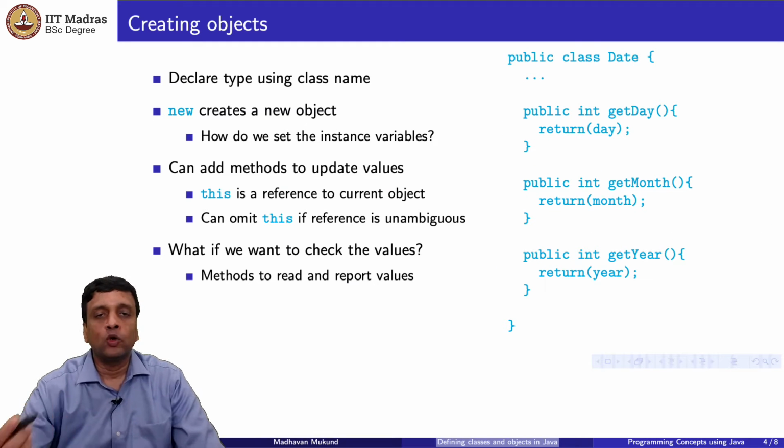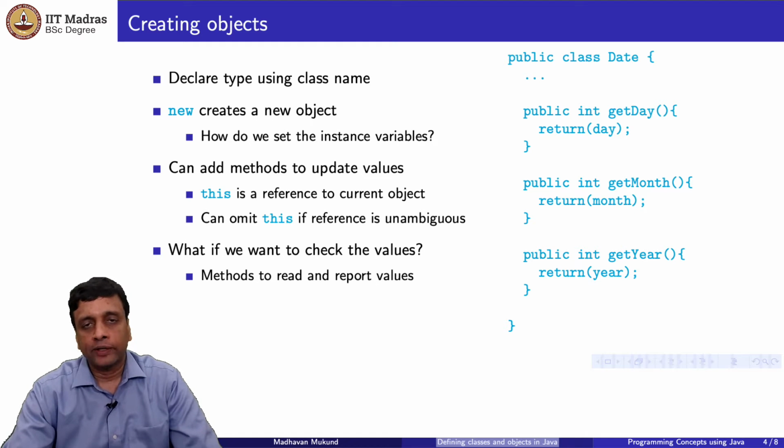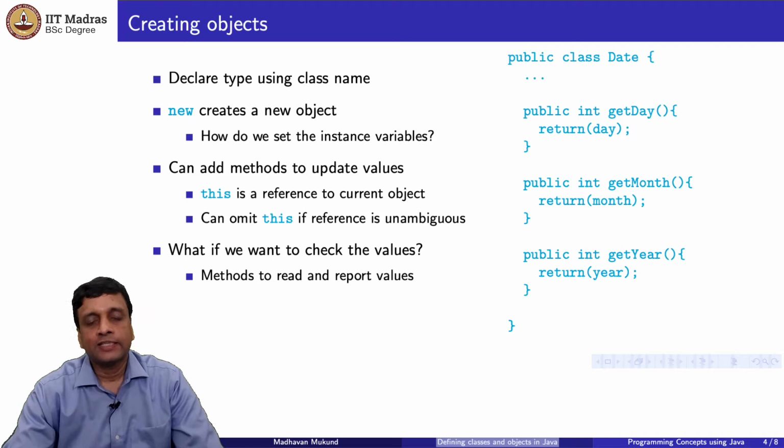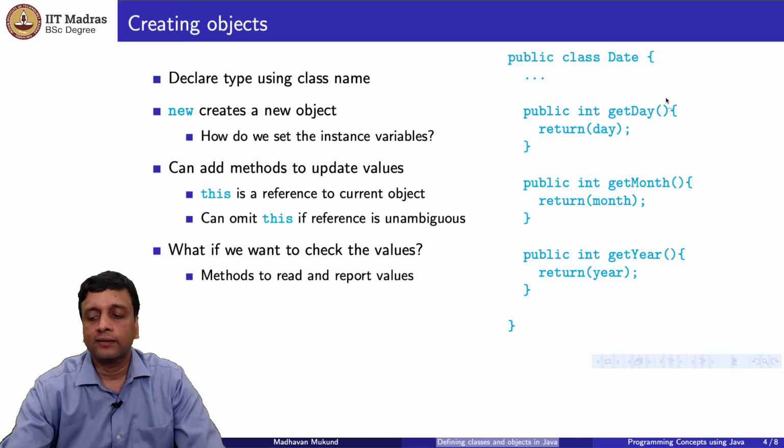Symmetrically, if I want to find out what is currently stored in a date, I can't look it up because it's private. So I need a function which tells me. To avoid getting into complications of tuples and all that, let's just assume that we have a function for each part of the instance variable. So there are three integers, day, month and year. So let's assume that there are three functions.